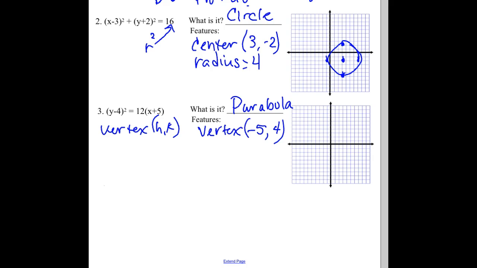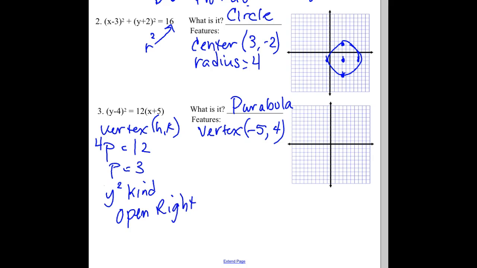Based on our equation, we've got 4p equaling 12, so p would have to be 3. It is a y squared kind, and our p value is positive, so we are going in a positive direction. Y squareds are the left and right kind, so this one is going to have to open to the right.